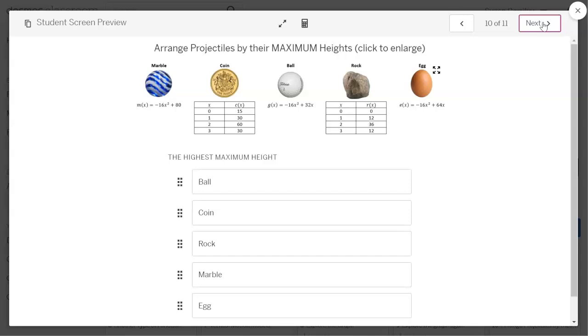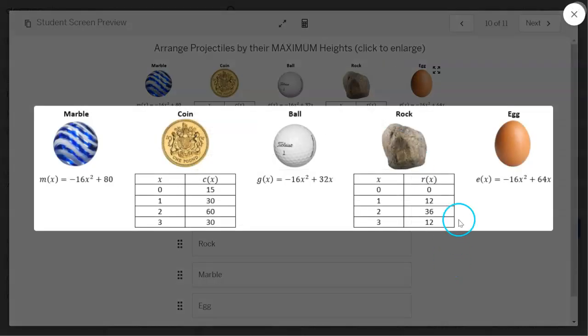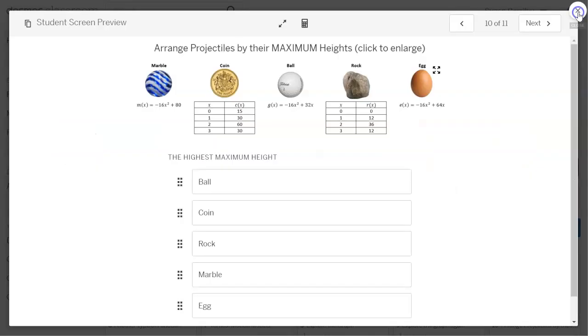But when you get to screen 10, you're looking at different objects, and some of these objects are represented with a table and others are represented with an equation. They will need to click on this to read it. It's really small, and you see how it blows up, and then they'll be able to read what's here. So equations, tables, compare, and contrast. And then they will arrange these in order from maximum to minimum. I did give them the graphing calculator button here, so they might need that to compare if they aren't sure.